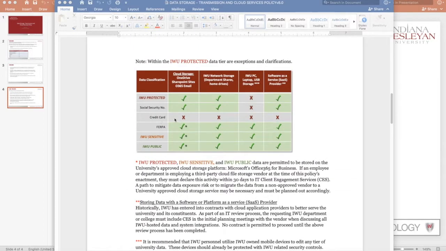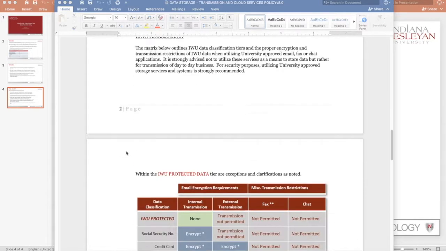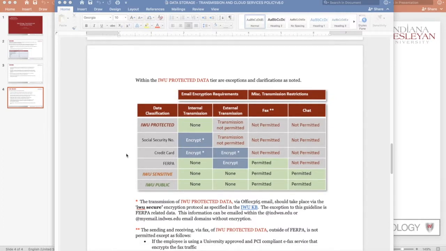Now, if you recall in the data storage table, we basically disallowed any usage or storage of credit card information on any platform. Now, since being here, I've noticed that several folks and departments have, in fact, emailed credit card information for business purposes. And what I've struggled with when putting together this policy is defining the exact special use or business cases for this. So that's why we're allowing encryption for credit card and allowing the transmission.